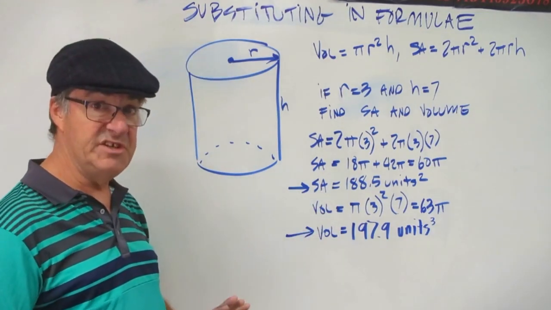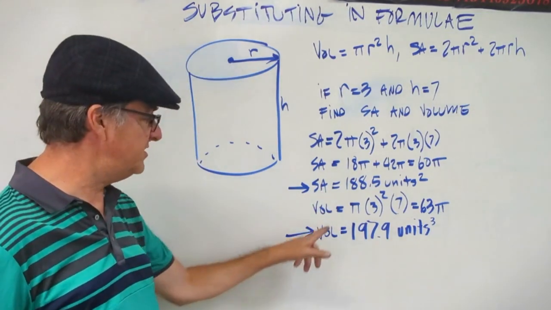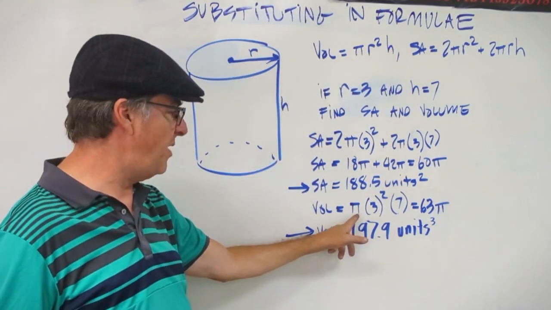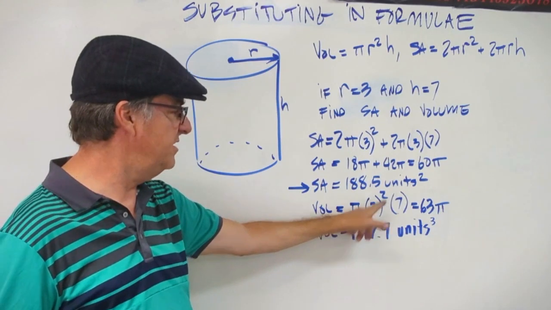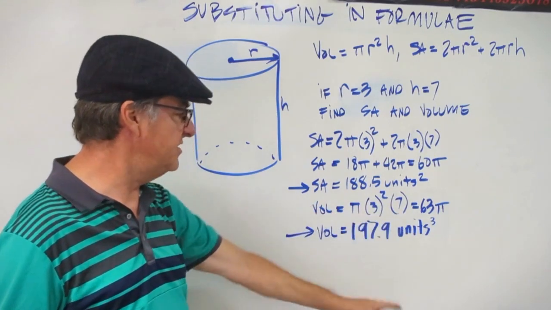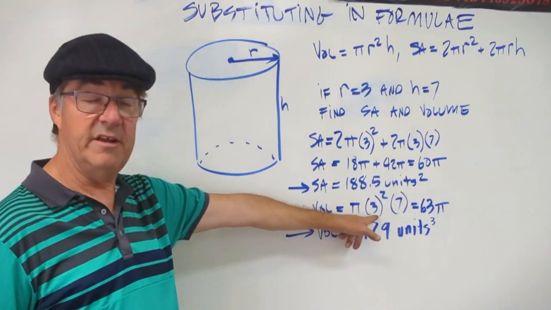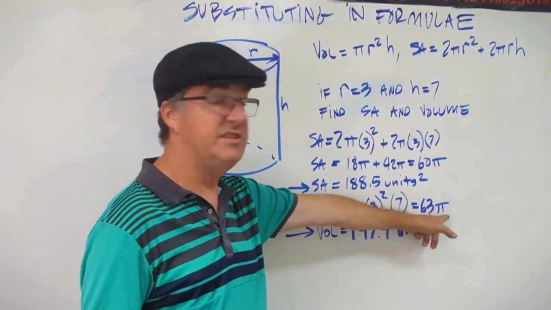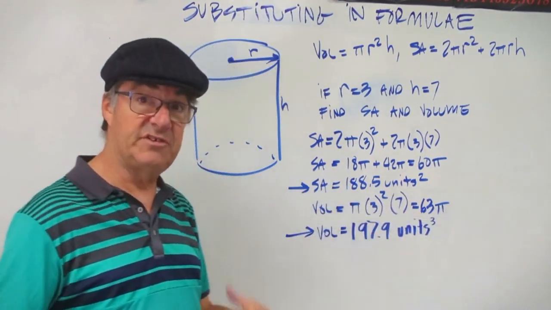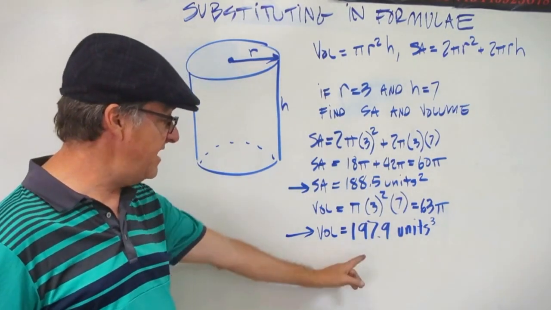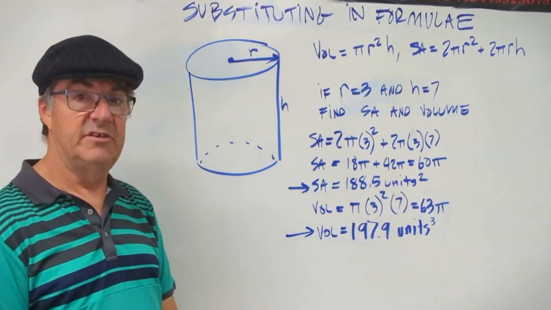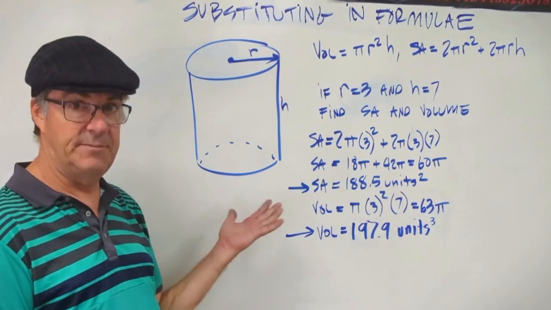Volume, much easier calculation, fewer moving parts. Volume is pi r squared h. So I just did pi, here's my r, 3 squared, and then 7 is my h. So r squared is 9 times 7 is 63. So my volume is going to be 63 pi units cubed. I did my math on that. I have 197.9 units cubed. So that's how you do those two with substitution.